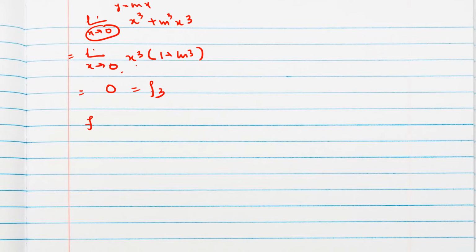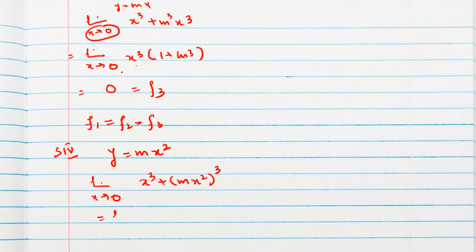So what we got, f1 equal to f2 equal to f3. That means we will go with this step 4. Here we will substitute y is equal to mx square. So our question will become the limit x tends to 0, because y will become mx square in the question. Okay, so x cube plus y cube means x cube plus (mx square) cube. So x cube plus m cube x power 6. So directly if you substitute x value 0, you will get 0 plus 0. Final answer is 0. Let it be f4.